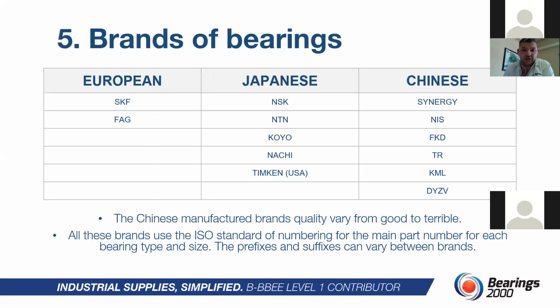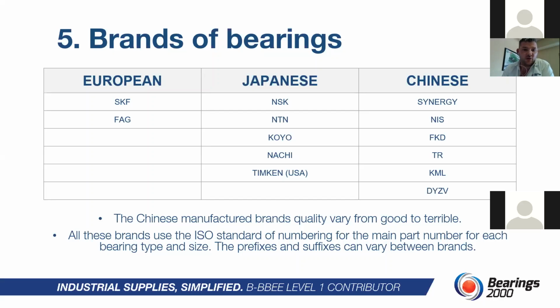And then the Chinese, which is a more economical bearing, obviously. And I think those are mainly used in the agricultural market. Just a note to make that in the Chinese manufactured brands, the quality does vary from good to terrible, depending on the materials they use, obviously.